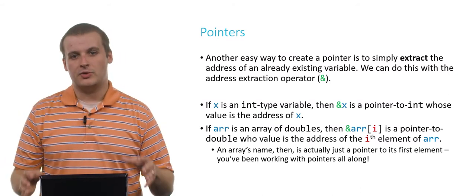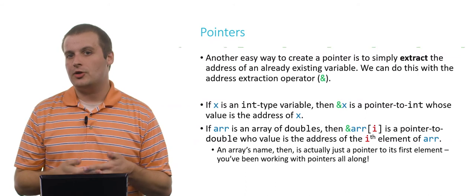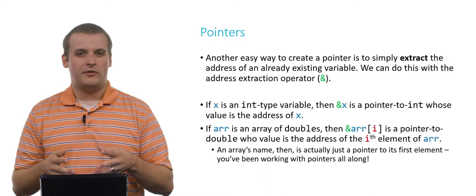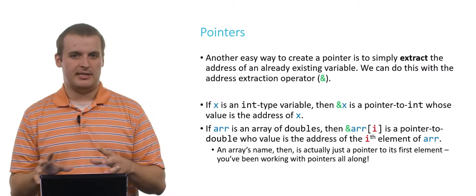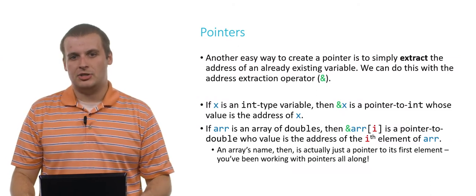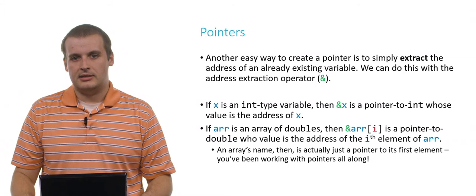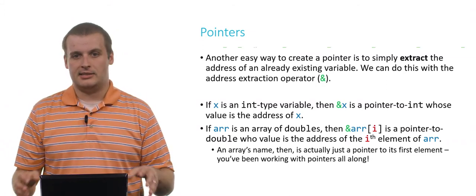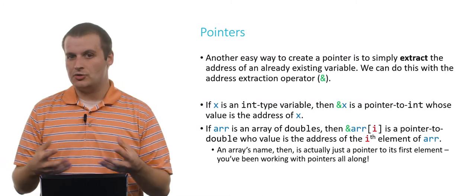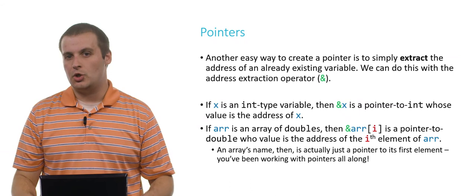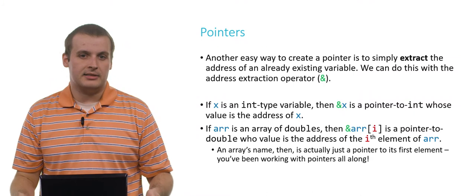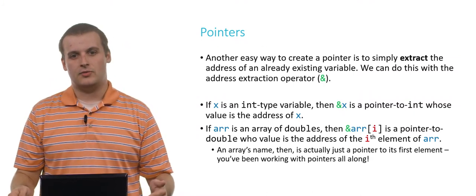Another way to create a pointer is to extract the address of a variable you've already created. And you do this using the ampersand operator, address extraction, which we've already seen previously in the first diagram example I showed. So if x is a variable that we've already created of type integer, then ampersand x is a pointer to an integer. Remember, ampersand is going to extract the address of the thing on the right. And since a pointer is just an address, then ampersand x is a pointer to an integer whose value is where in memory x lives. It's x's address. So ampersand x is the address of x.